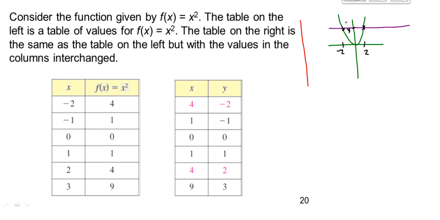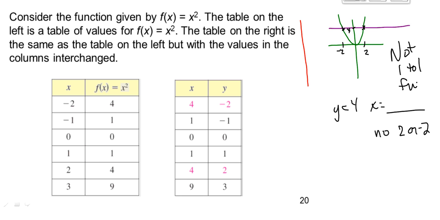So if we flip that to be the inverse, if y equals 4, do you know without a doubt what x is? And the answer is no. It could be 2 or negative 2. So this is not 1 to 1. So not a 1 to 1 function. So it may have an inverse relation, but it won't be an inverse function.